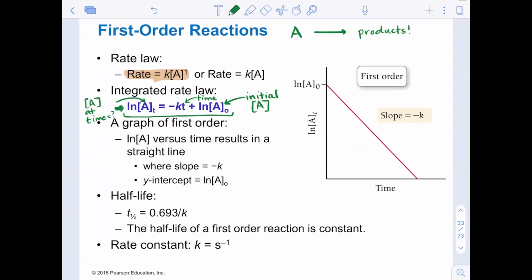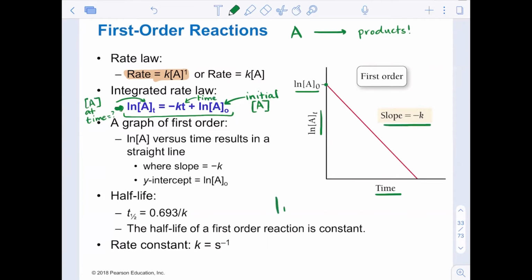The graph of the first order can be determined by plotting time on the x-axis and ln of A on the y-axis. The intercept at time 0 will be the ln of the initial concentration, and a straight line will be generated. The slope of that graph is negative k. Now, how do we know this?